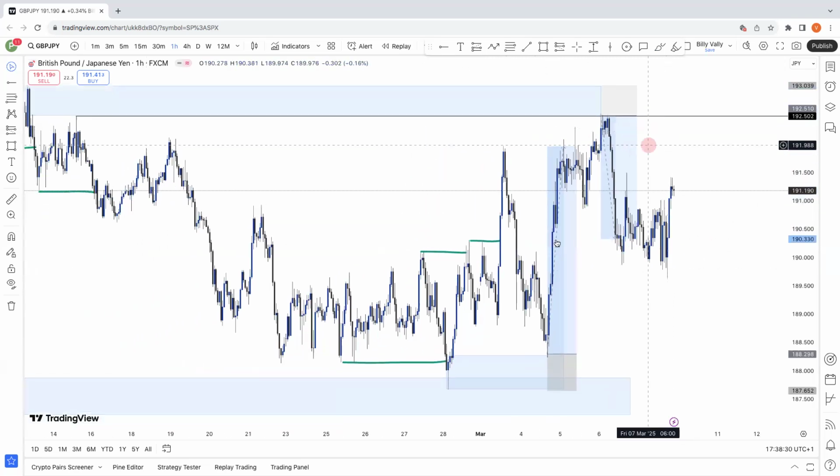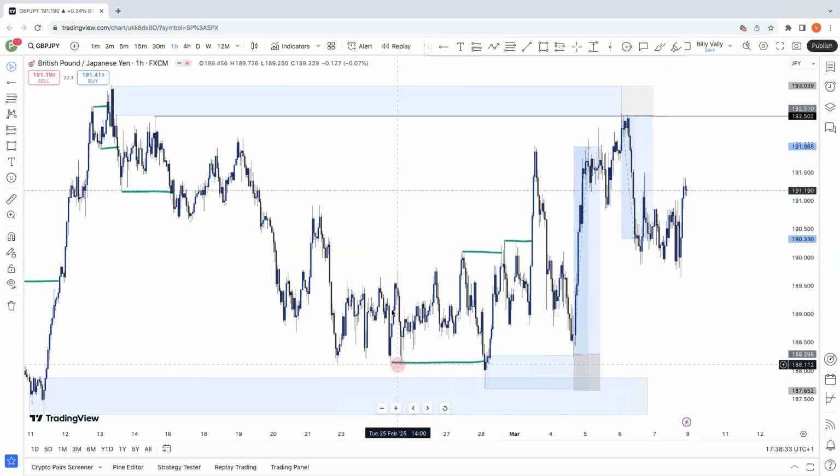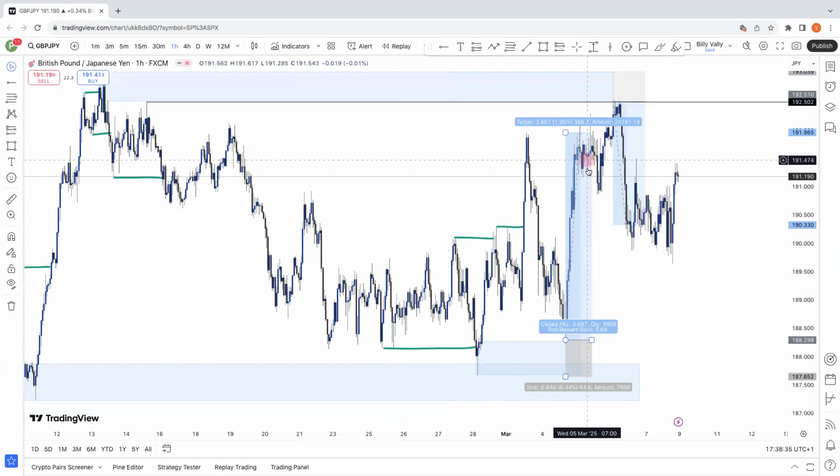So you can imagine, this is very, very simple. Guys, just practice on your chart and you'll be surprised how you make profit trading this strategy.